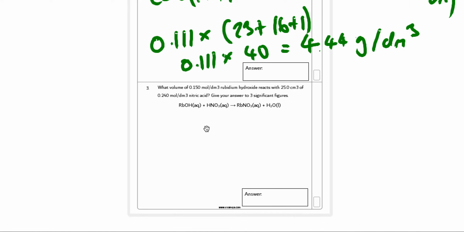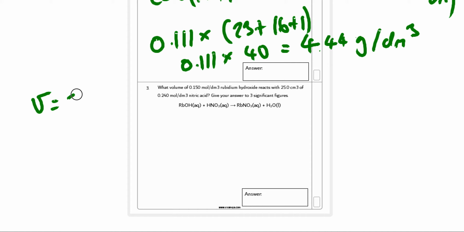Okay, pause the video and try the next question, which is what volume of 0.15 moles per decimeter cubed of rubidium hydroxide reacts with 25 centimeters cubed of 0.24 moles per decimeter cubed of nitric acid, giving your answer to 3 significant figures. So this one, again, we start off, you might as well always just start off looking at your reactants, nitric acid, because you know the volume and you know the concentration. And basically you're going to find the moles again. So again, with these ones, it's regularly just finding moles. It's a very common theme.